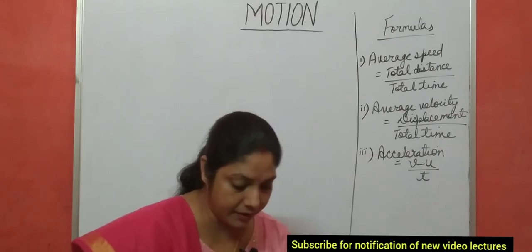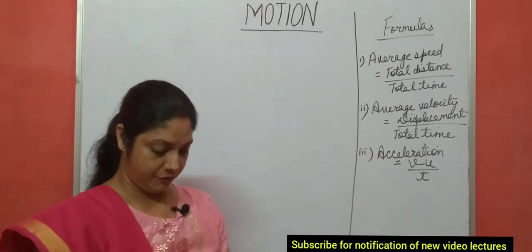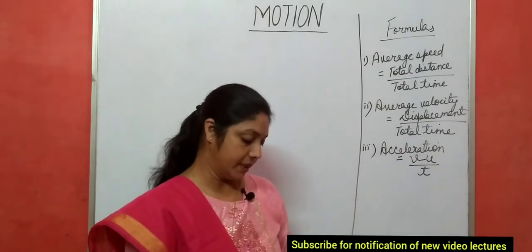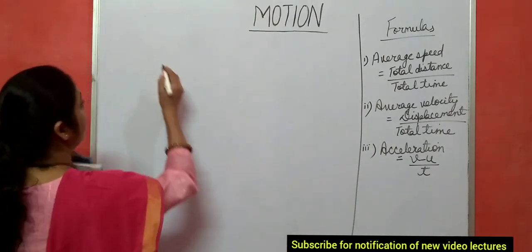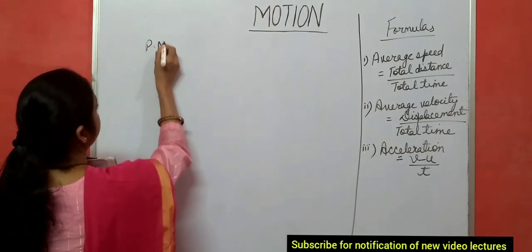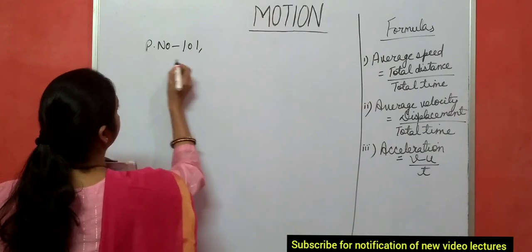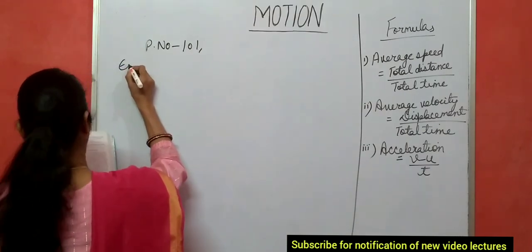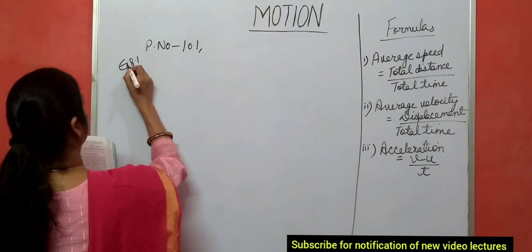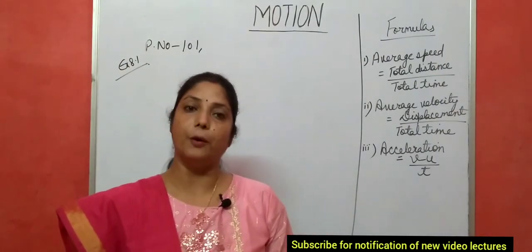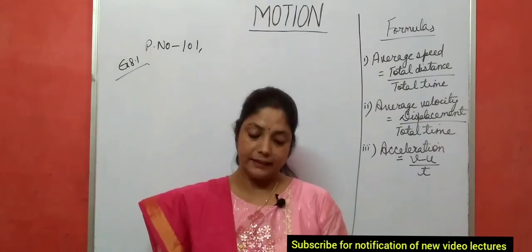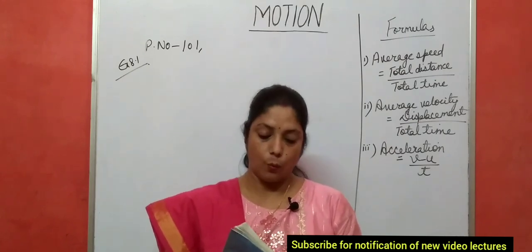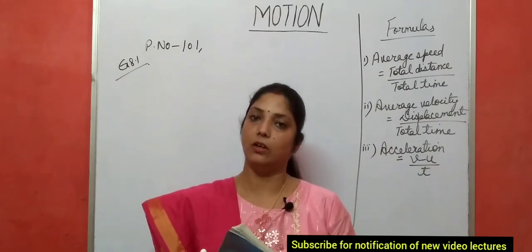So first I will take examples from the NCERT book, right? So let us start first example number 8.1, page number 101. In this question, it is given that an object travels 16 meter in 4 seconds and then another 16 meter in 2 seconds. What is the average speed of the object, right?